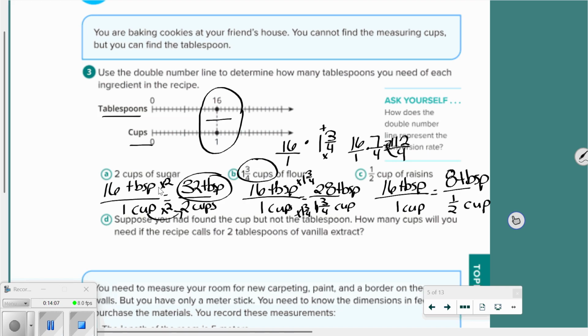D says, suppose you had found the cup but not the tablespoon. How many cups will you need if the recipe calls for 2 tablespoons of vanilla extract? Has our conversion rate changed? No, it is still 16 tablespoons for 1 cup. Except this time we're doing tablespoons, so it goes at the top. Yes? What would I do to 16 to get to 2? Divide by 8. So 1 cup divided by 8? It's either 1/8 or 0.125 cups.